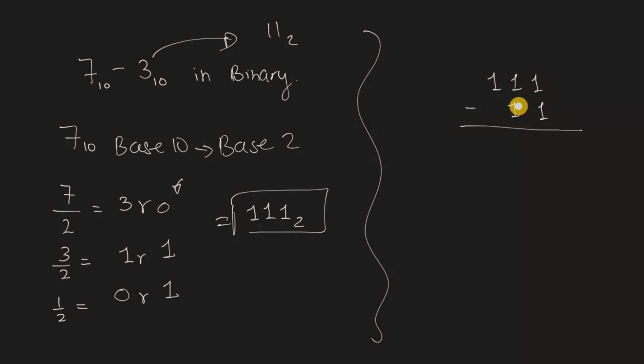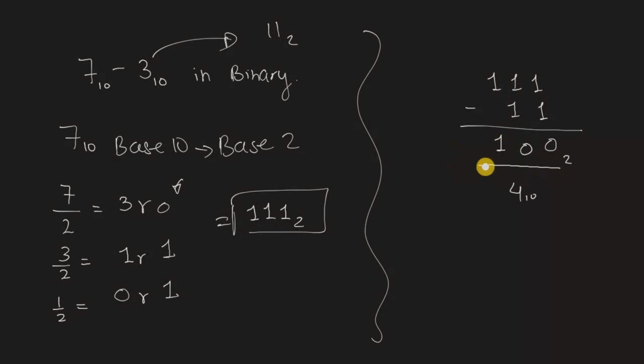Just like how you would do in elementary school, this is how you're going to do it. So 1 minus 1, that's a 0. 1 minus 1, that's a 0, and here there's nothing, so this 1 just simply comes over here. So this is 100, which is 4 in decimal, like 4 in base 10.